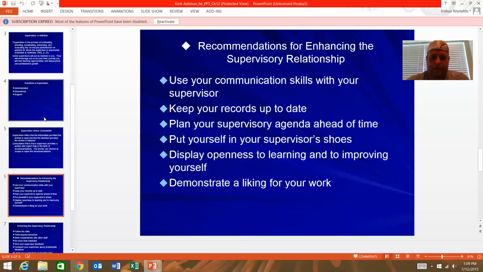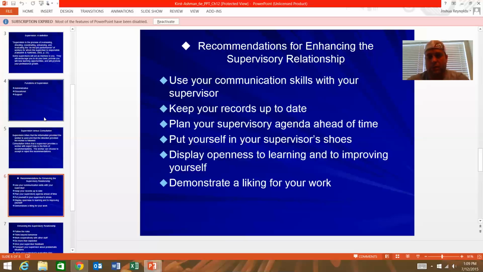This is pretty self-explanatory, I'll talk about two of these. Recommendations for enhancing the supervisor relationship. Communication skills. Text and emails are not sufficient as communication. That's one form of communication, and they're the worst forms. Face-to-face and phone is always better because it's a dialogue, whereas a text or an email is a monologue. You're talking at somebody as opposed to with them.